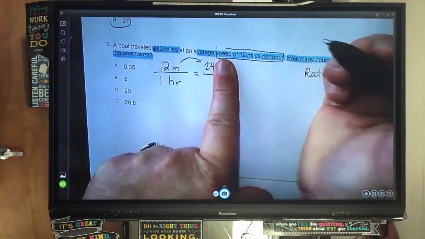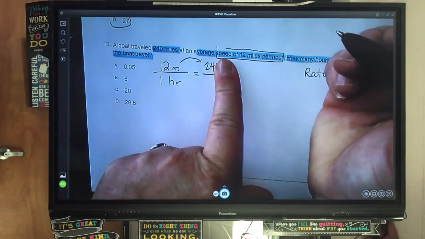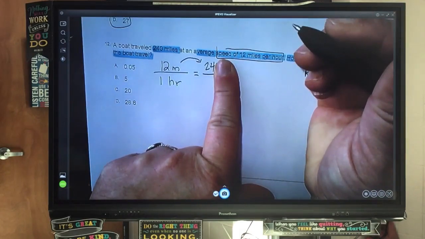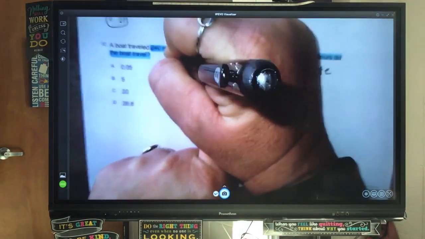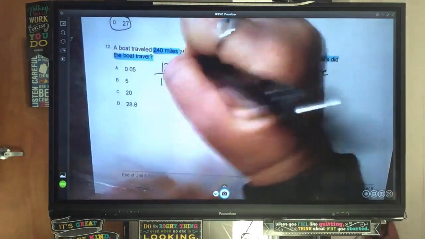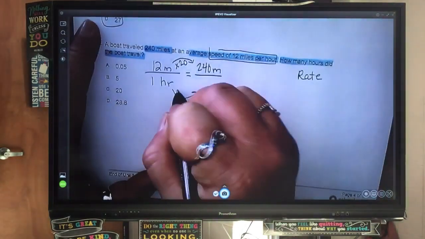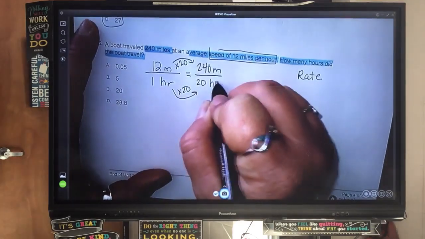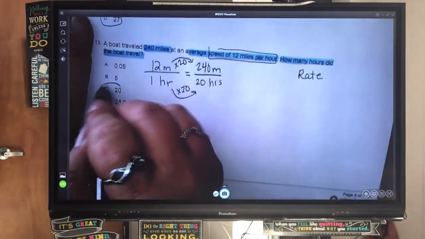I would go from 12 to 240 because essentially, what times 12 gives you 24? Okay. 2, and then I'm gonna add a 0, which means I'm simply going to multiply 1 times 20, which gives me 20 hours. And that is my answer for this one.